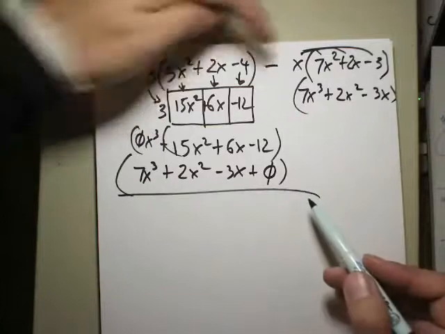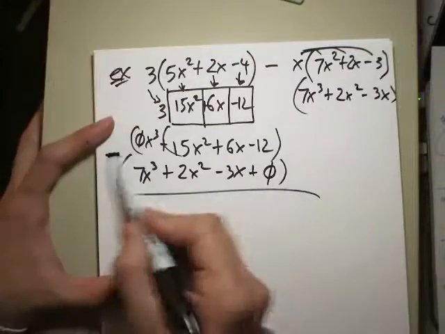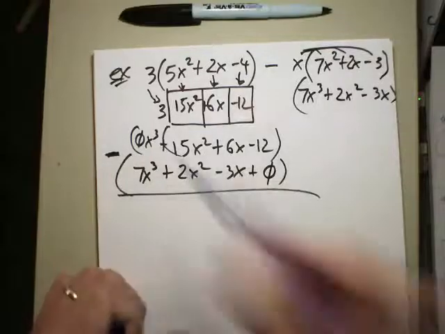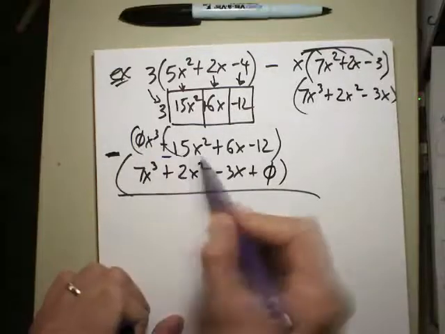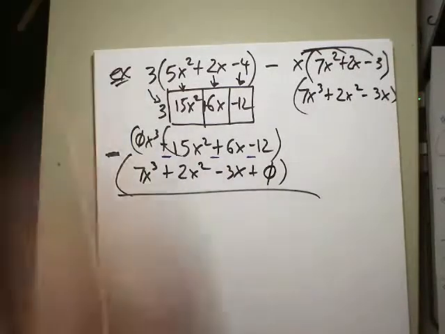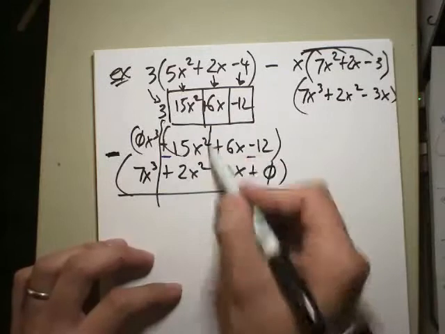And don't forget, we're subtracting, so the subtraction sign will now go in between. If you need to be reminded that you need to be subtracting each column, it's okay to put in that minus sign in between columns. So there you go.